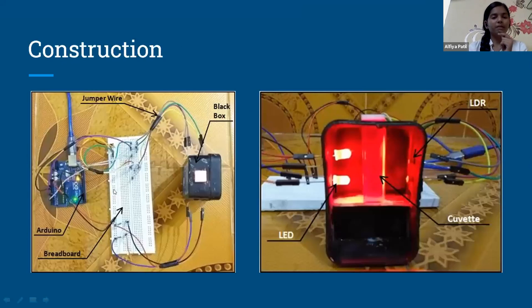Now, let me briefly explain the construction of the setup that we have completed up till now. As we can see, there is this controller which we have connected to the LDR and LEDs. In the right figure, you can see a cuvette. In this cuvette, we fill the milk sample. About 4 to 5 ml of sample gets accumulated into it. The light from the LED falls on the cuvette.